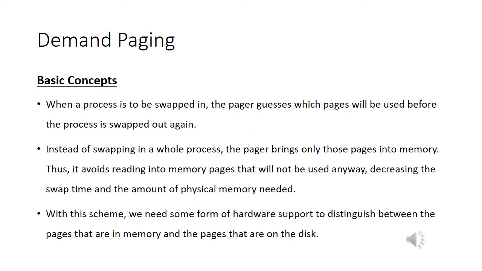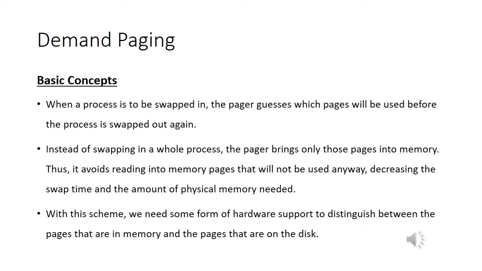Now let's see the basic concepts of demand paging. When a process is to be swapped in, the pager guesses which pages will be used before the process is swapped out again. Instead of swapping in a whole process, the pager brings only those pages into the memory. There is no need to bring all the pages of the process into the main memory. Only those pages which are referred to by the processor are brought into the memory. So it avoids reading into memory pages that will not be used anyway. It reduces the swap time and the physical memory needed.